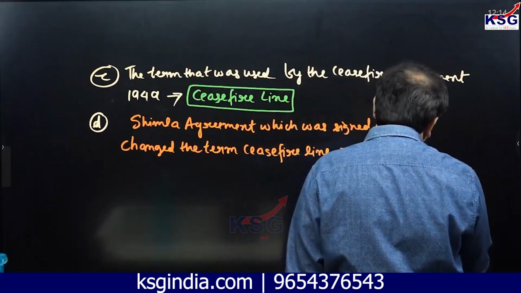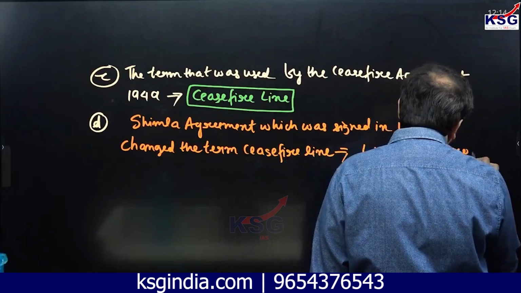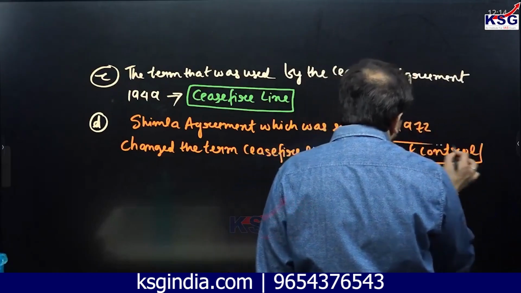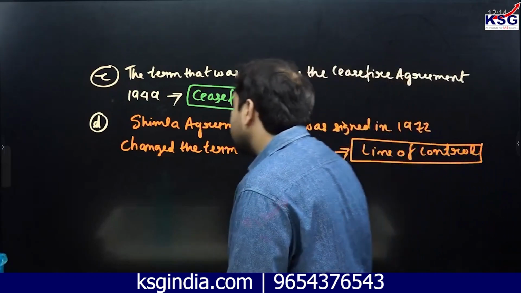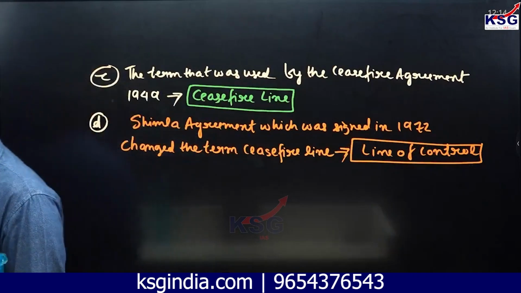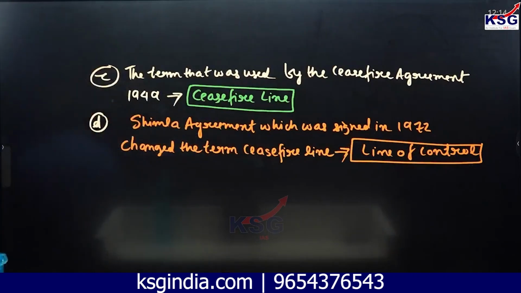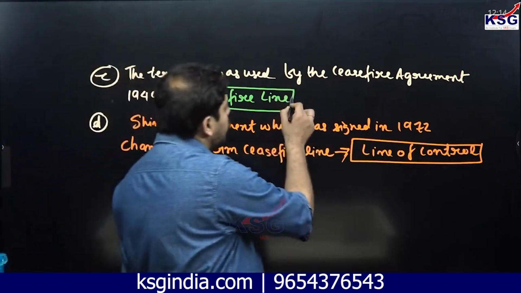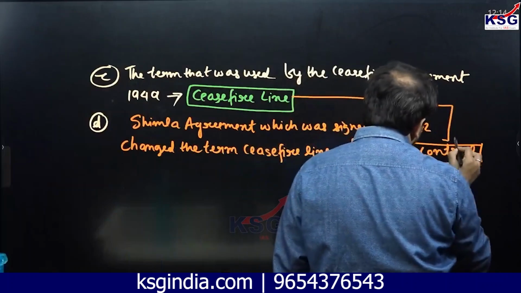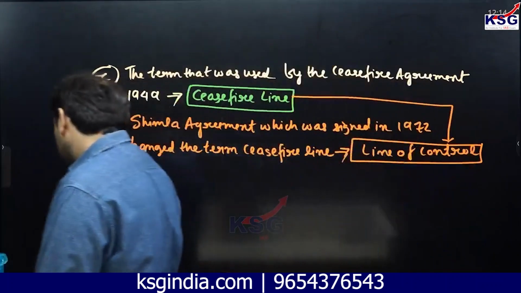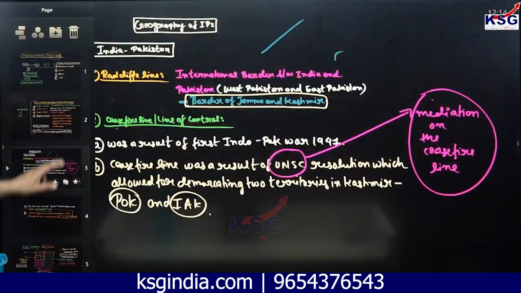So it is to be noted very clearly that the term line of control did not become a part of common usage until 1972. Okay, it was in 1972 that the term line of control was introduced in place of the term ceasefire line by the signing of the Shimla Agreement. Right. Today, this terminology is used, but this terminology only came to be in place in 1972 when the Shimla Agreement was signed. Right. So this is a brief understanding of this entire part. Class, are we clear about it?